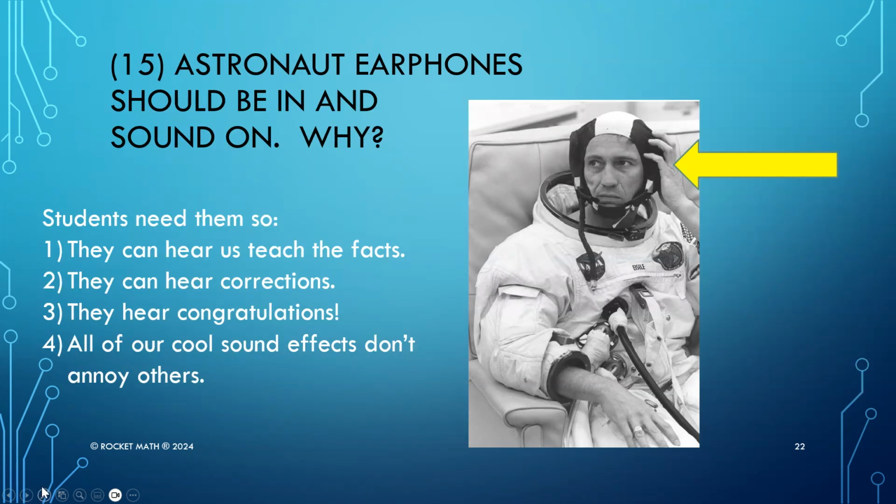Number 15 is to ensure your astronauts' earphones are in and the sound is on. Why? Because the students need to hear our pre-teaching of facts. They need to hear the correction of errors. They need to hear the congratulations and all of the cool sound effects without annoying others in the room.